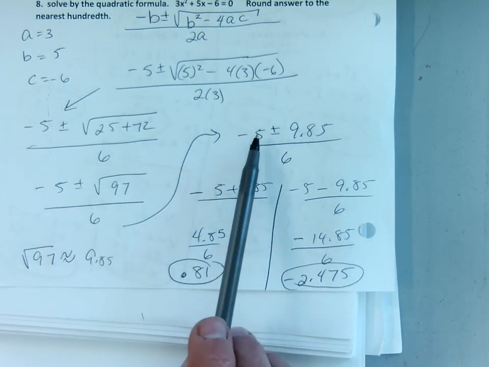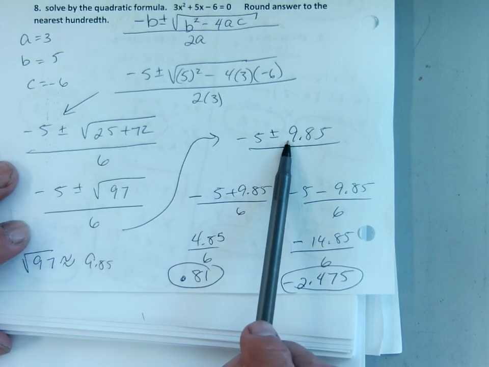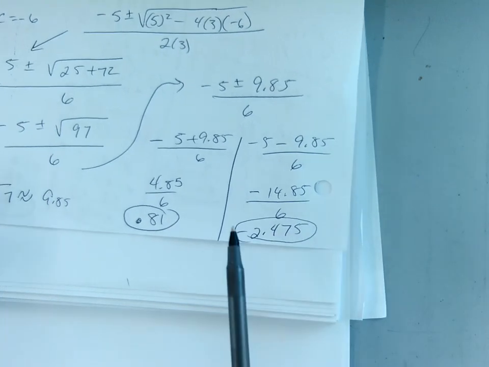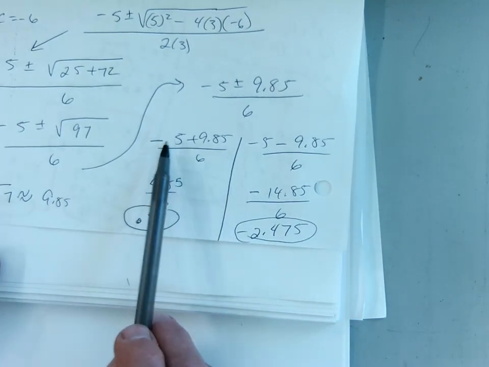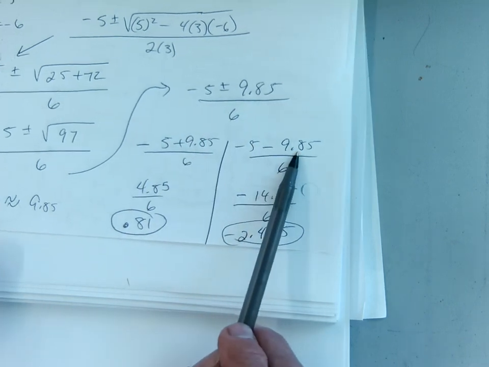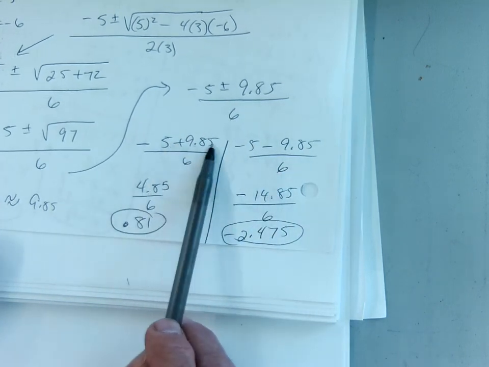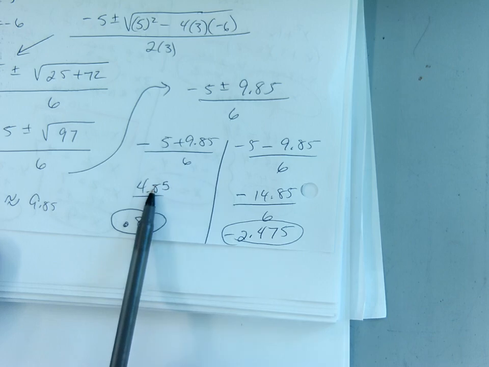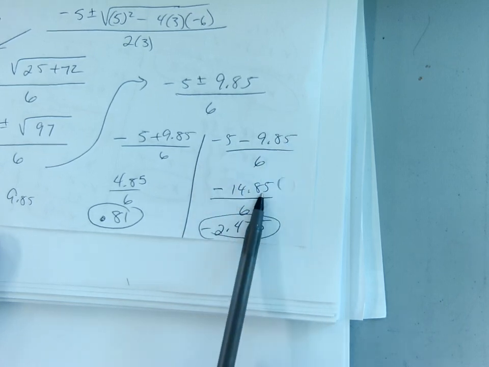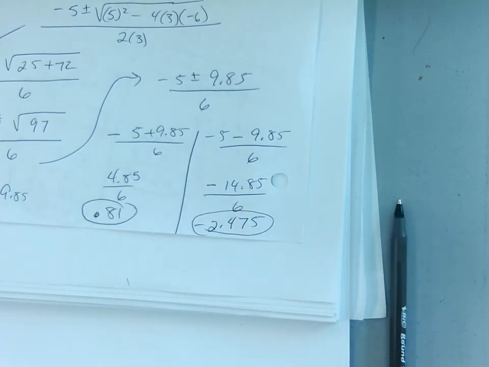So I got my two equations. I got negative 5 plus or minus 9.85 over 6. I need two answers, so I broke it up into two parts: negative 5 plus 9.85 over 6, and negative 5 minus 9.85 over 6. Then I did that. I got 4.85 over 6, which is 0.81. And I got negative 14.85 over 6, which is about negative 2.475. So that's all I got.